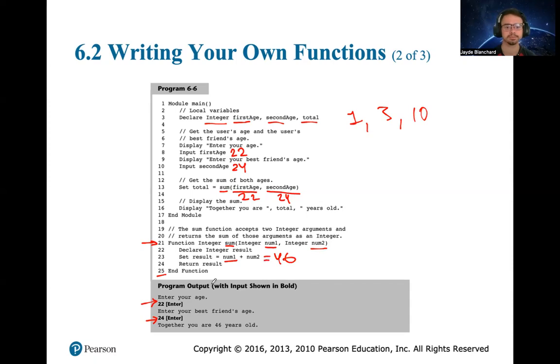We are returning this number that we just calculated back to our program. So after these lines are executed, 46 will be returned right here. So instead of sum first age, second age, we will have 46. Again, it's not going to be visible to you. It's just what happens behind the screen, basically. So 46 is going to be returned, and 46 is going to be saved in this variable total.